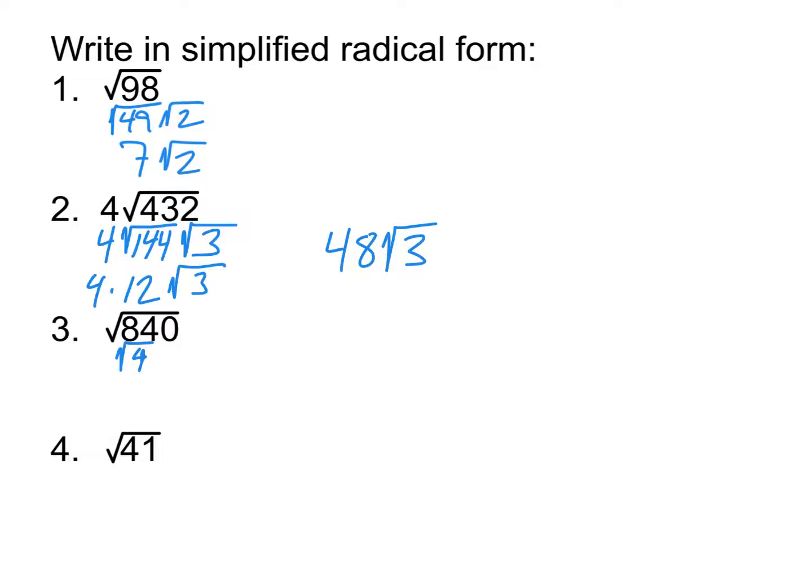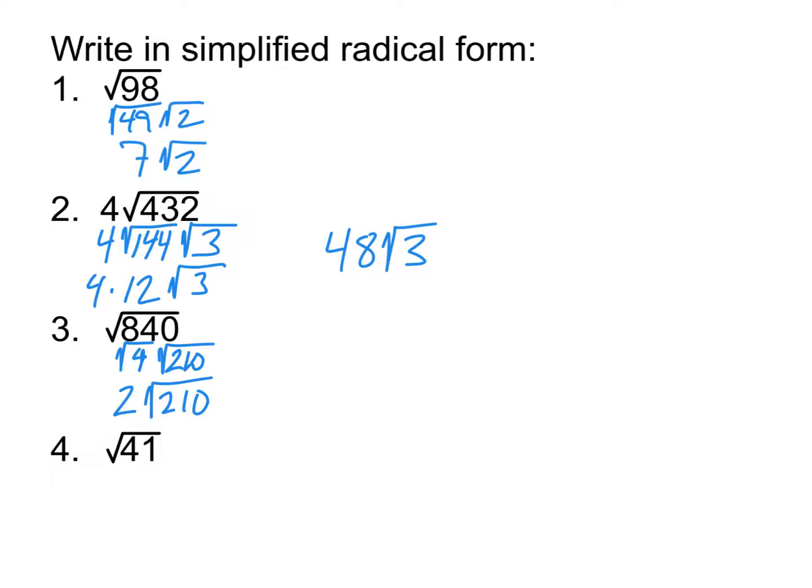The smallest perfect square that we actually care about. And so it becomes the square root of 4 times the square root of 210, because that's 840 divided by 4. And so I can then take the square root of 4 equals 2, so that gives me 2 times the square root of 210.